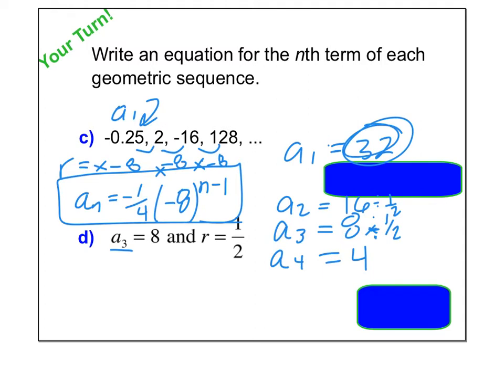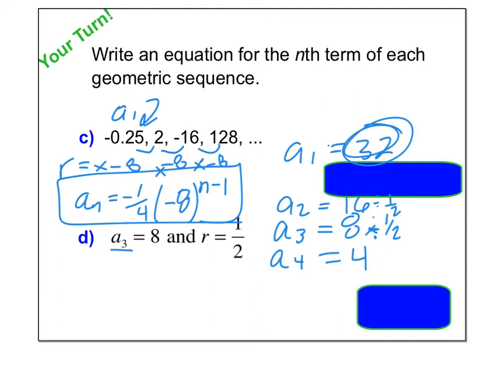So there are two different ways to look at that. If you're given a sub 3, a sub 4, even a sub 5, 6, whatever, and you know the common ratio, you could work your way back, or, just like the previous example, you can go ahead and plug them into the equation. Whatever works for you guys.